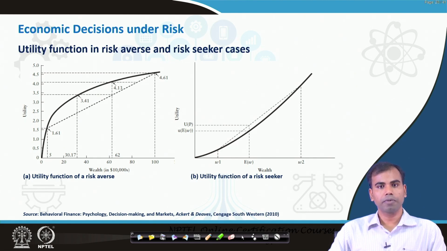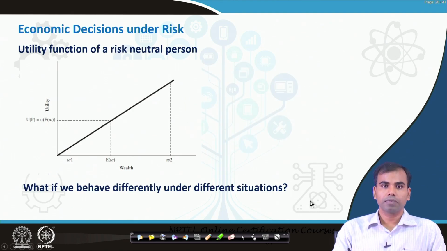If we continue to understand the utility and wealth relationship, for a risk neutral investor the utility function would be a straight line, something like this, where the individual or the decision maker will be indifferent for different levels of wealth and different levels of utility. So, essentially he will not make any difference between a risky choice and a certain choice.